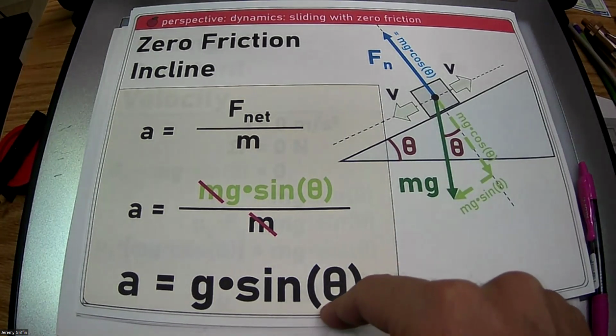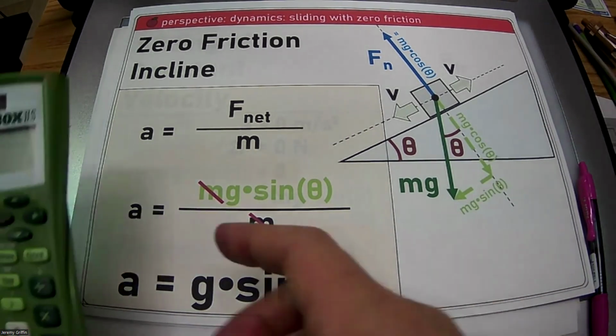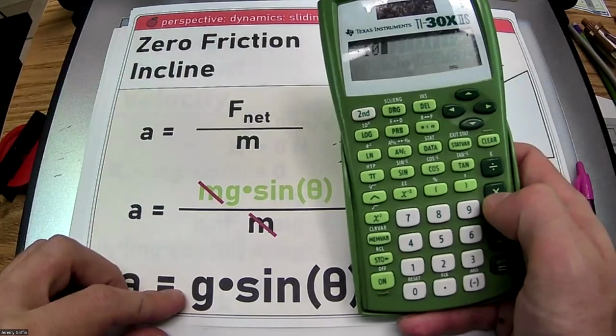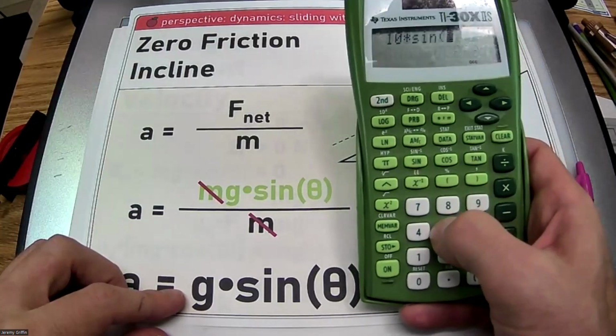About 5 degrees? You remember? Some of you got 4 degrees, some of you got 6 degrees. Let me throw in 5 degrees. Let's solve this right now. What is Earth gravity? I'll round it to 10 meters per second squared times sine of 5 degrees.